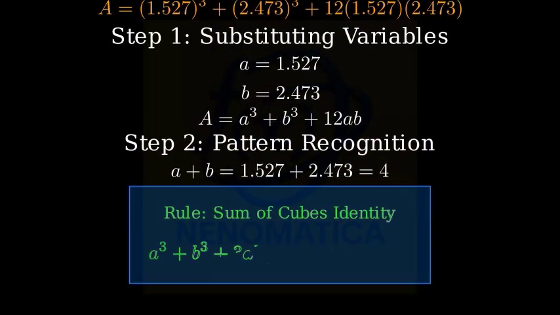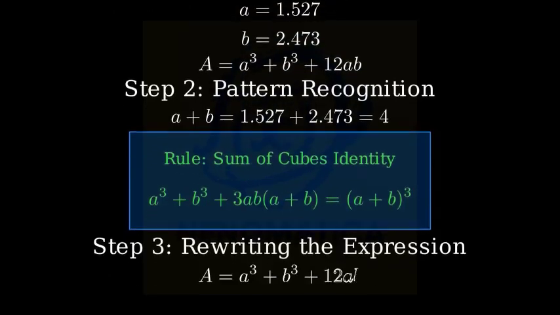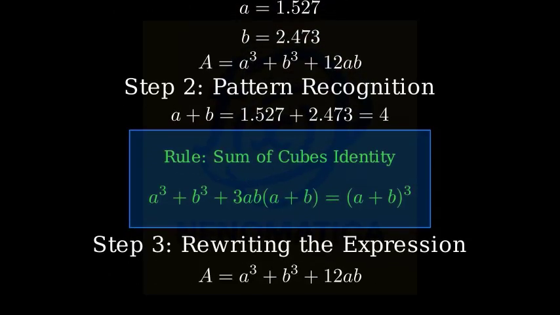This is very convenient because there's a special algebraic identity for a cubed plus b cubed plus 3 times a times b times the sum of a and b. This expression equals a plus b cubed. Let's look at our original expression again. We have a cubed plus b cubed plus 12ab.